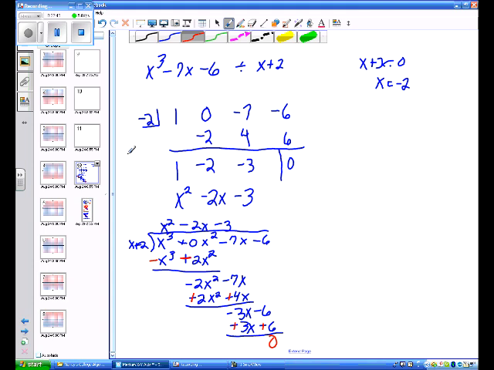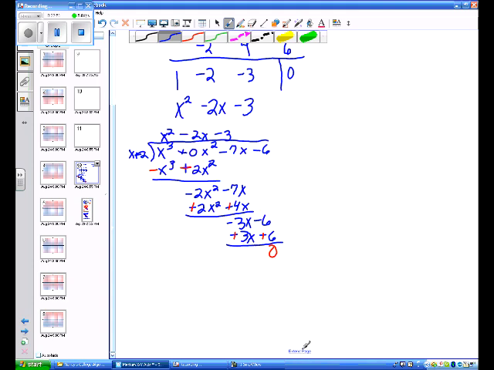When you can use synthetic division, it will be much easier. But you are limited. You can only do it when you have x to the first power as your divisor and a coefficient of 1. Right, let's go through and do another one.